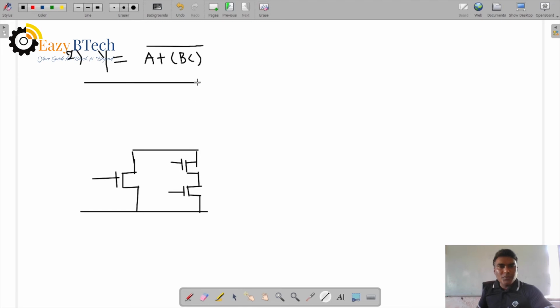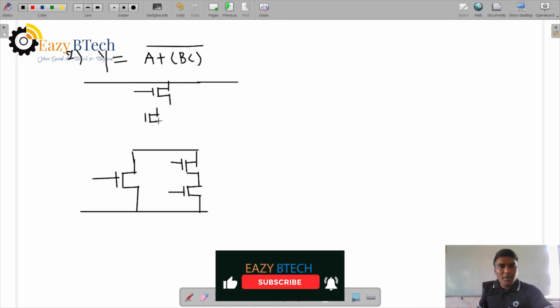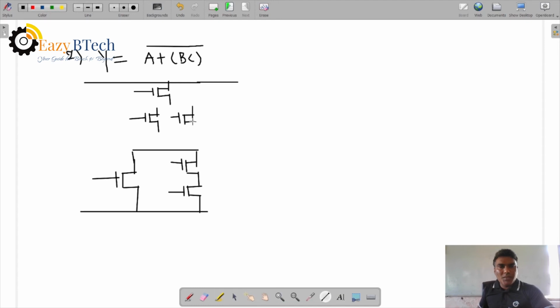Now the complement of this one. You can see the complement of this one. A is in series, and B and C are parallel. A is in series with the PMOS, and B and C are parallel. So A is in series with the parallel of B and C. You can say this one.